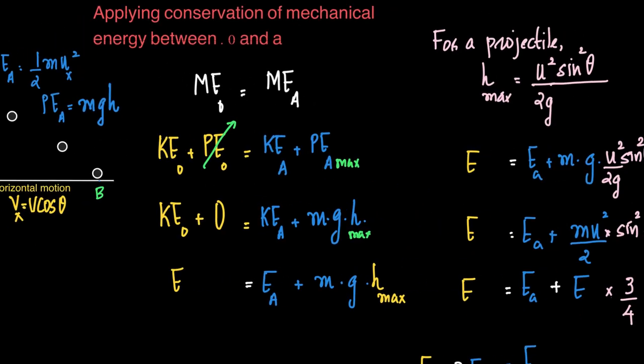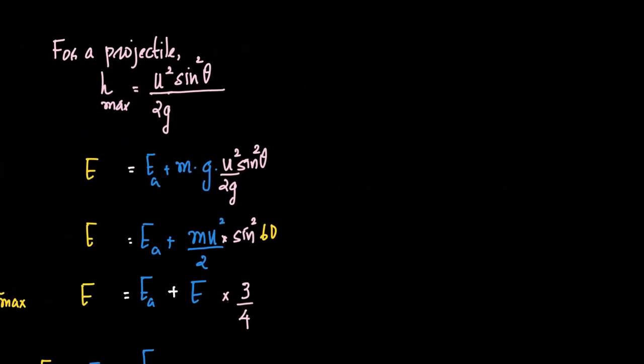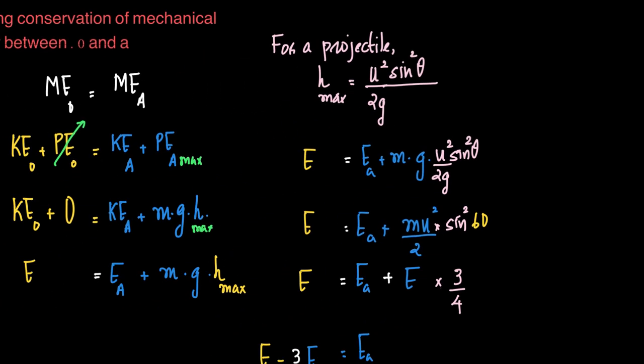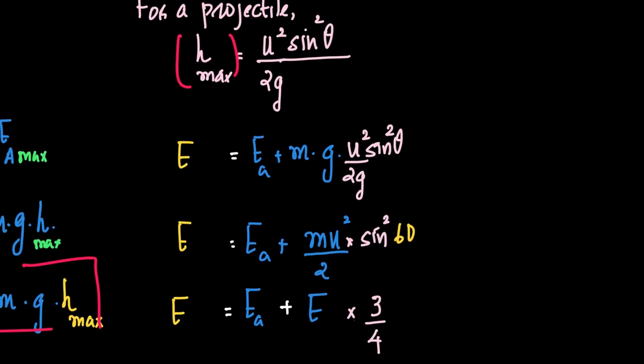Okay. Now, for a projectile, we know that the maximum height is h is equal to u square sine square theta by 2g. And if the maximum height is known, what can we do? We can bring this h max into this equation over here. E is equal to EA plus mg into h max. Therefore, I can write that E is equal to EA plus m into g into, instead of h max, u square sine square theta by 2g.